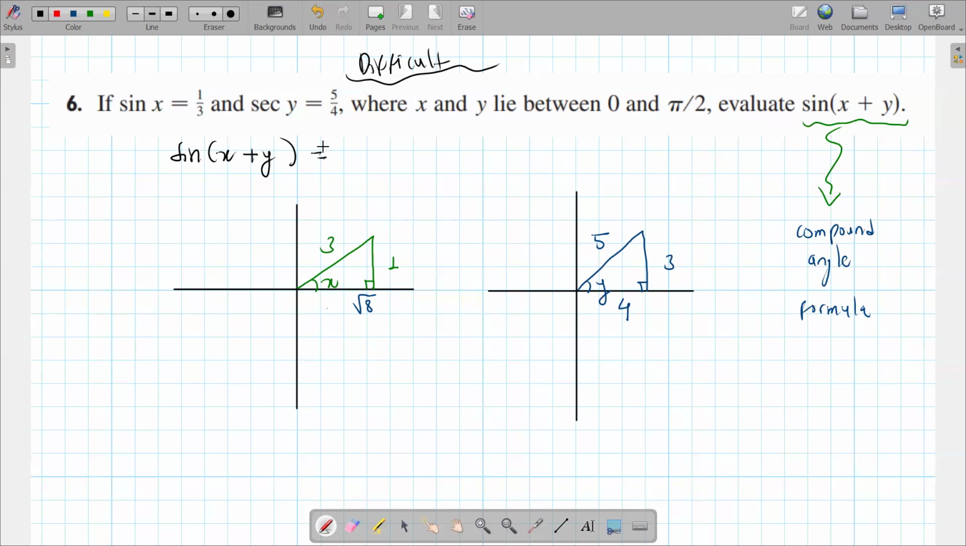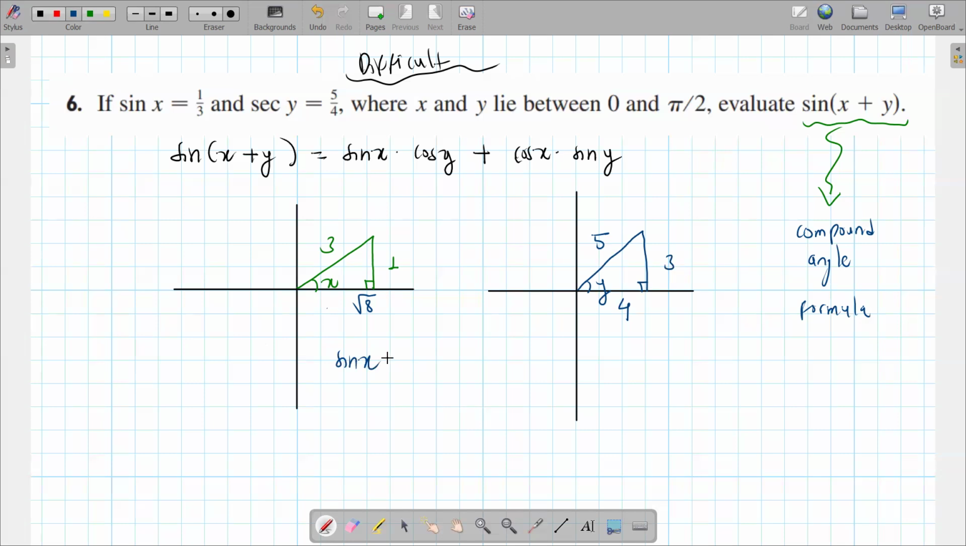So sine x plus y is equal to sine x times cosine y plus cosine x times sine y. So it's made up of 4 terms. And they alternate. It's sine x cosine y and then cosine x sine y. So let's see what we can get from the triangle.